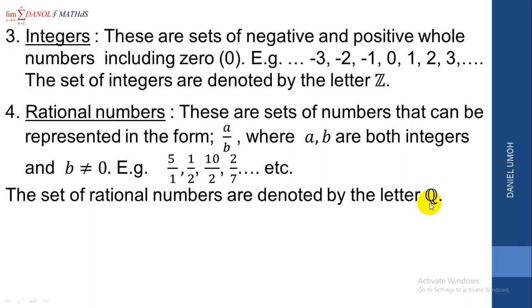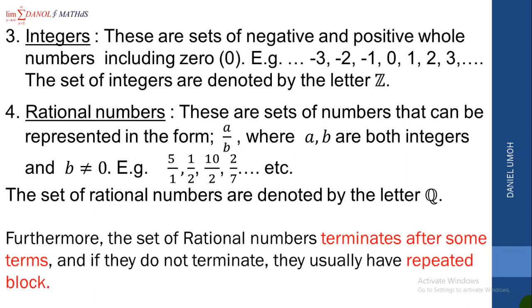There are other things I need you to know about rational numbers. Take note: the set of rational numbers terminate after some terms, and if they do not terminate, they usually have what we call a repeated block. The set of rational numbers terminates after some terms, and if they do not terminate, they usually have repeated blocks.